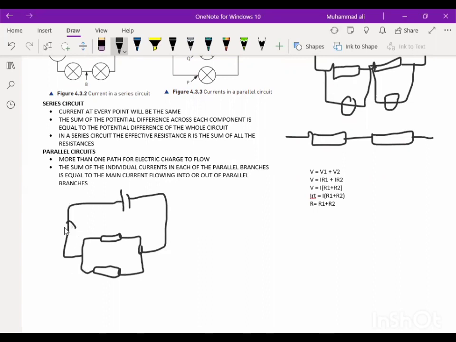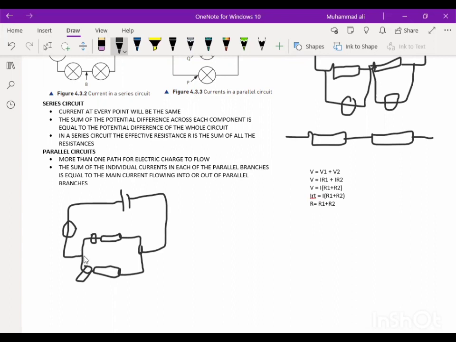For example, I placed one ammeter here, and one ammeter I placed here. This is the type of circuit setup that I want you to imagine. Now what is happening is that my current is going to flow from here, and then it's going to get split here.